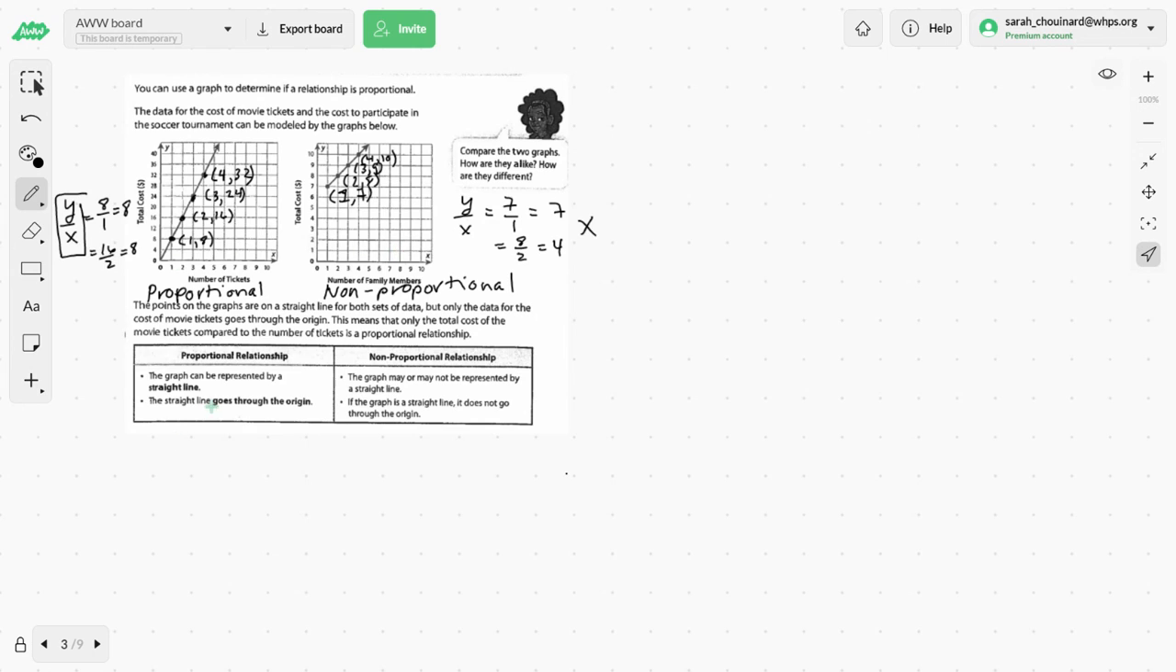So both of these are a straight line. Both of these are linear. But only one of them starts at 0, 0, or the origin. So in order to be a proportional relationship, and this is another really big idea, you have to be a straight line and you have to start at 0, 0. Non-proportional relations could be linear, like this one is linear, but they do not start at the origin.